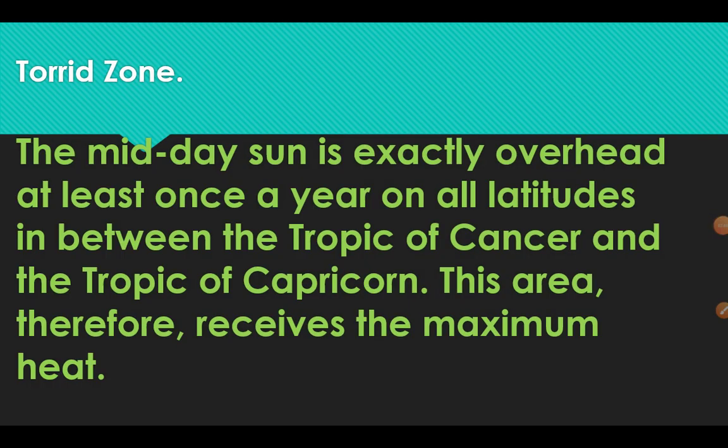Let's discuss these three zones in detail. The first zone is the torrid zone. The midday sun is exactly overhead at least once a year on all latitudes in between the Tropic of Cancer and the Tropic of Capricorn. This area therefore receives the maximum heat.